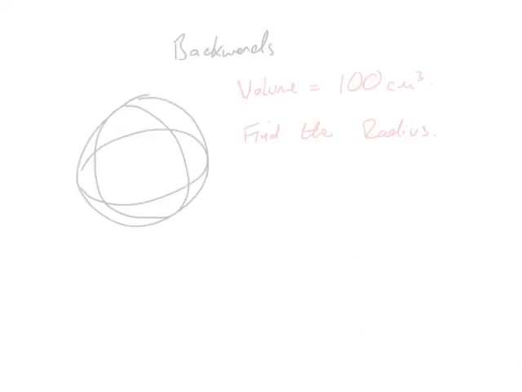Okay, so this is the final example on this video. We're going to focus on a sphere again, and we are given the volume, but we are asked to find the radius. So this is working backwards. We need that formula to start with. Volume equals 4/3 pi r cubed. We substitute in the volume this time, and we leave the r in the equation. This is now an equation we can solve. So we go ahead and we solve it.